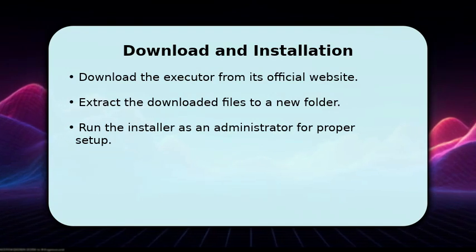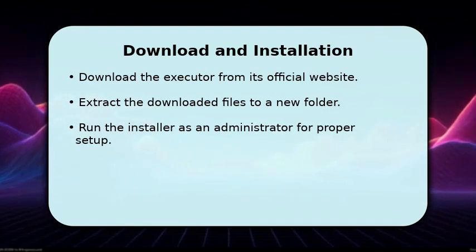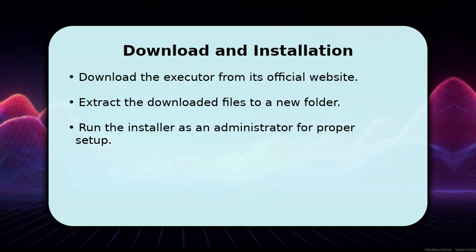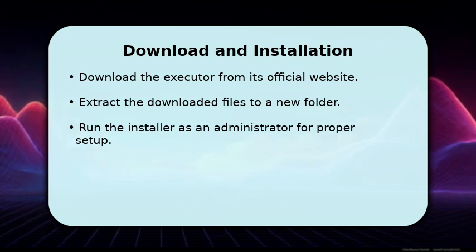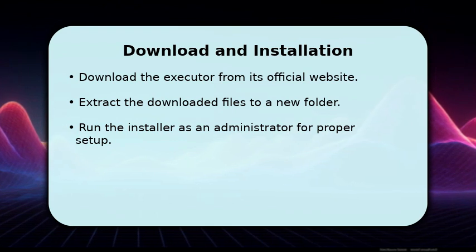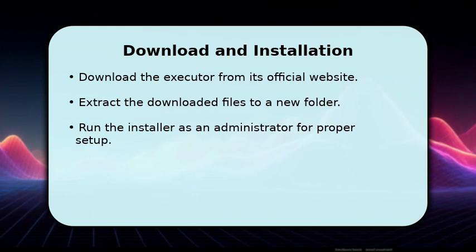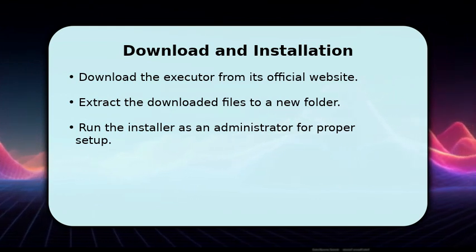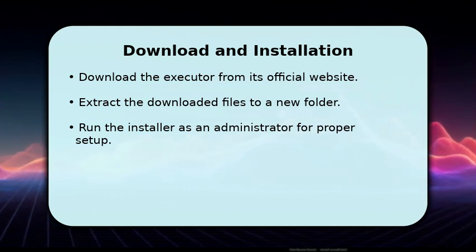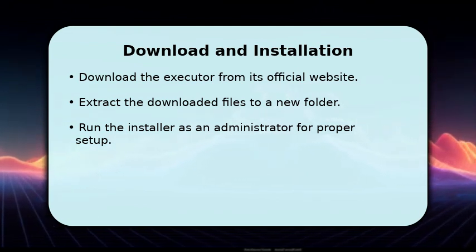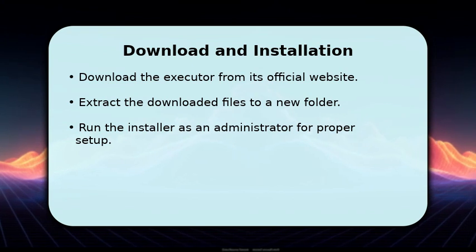Once you've chosen your executor, navigate to its official website and download the installation files. These usually come in a compressed format, so you'll need to extract them to a new, dedicated folder on your computer. After extraction, locate the installer executable. It's crucial to run this installer as an administrator to ensure all necessary components are installed correctly and have the required permissions to function within your system.